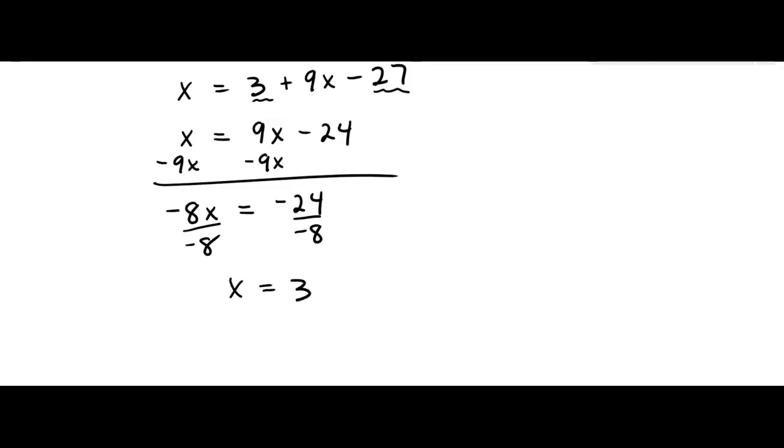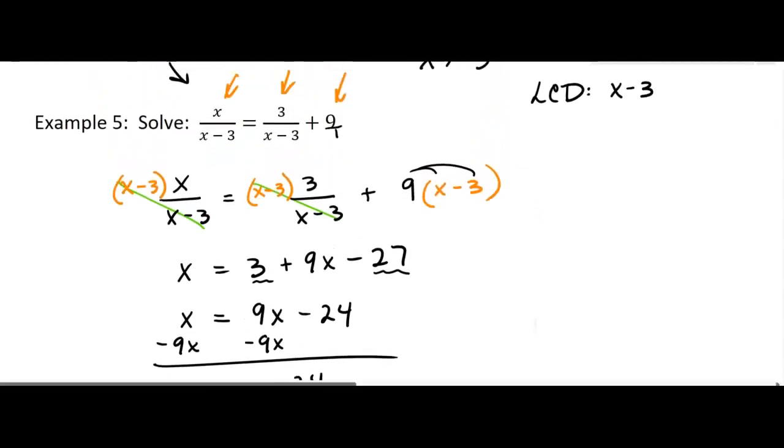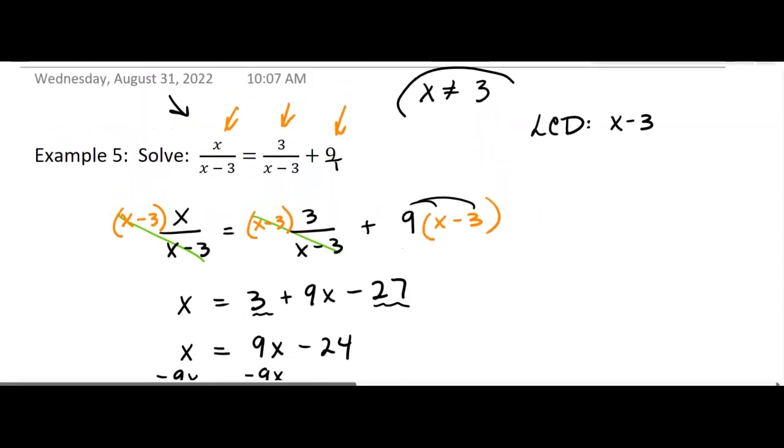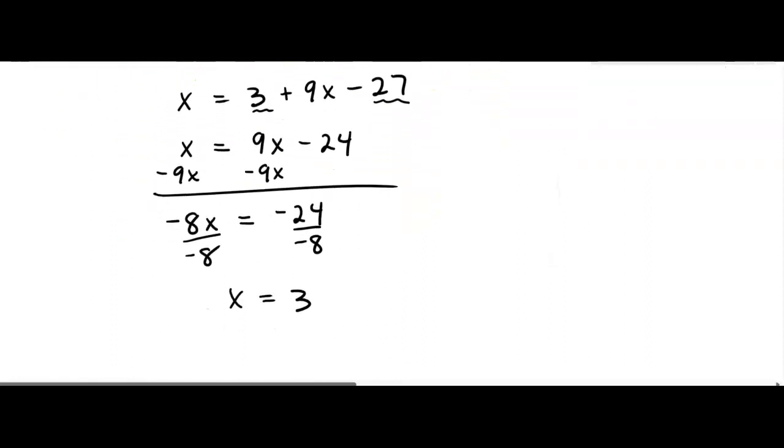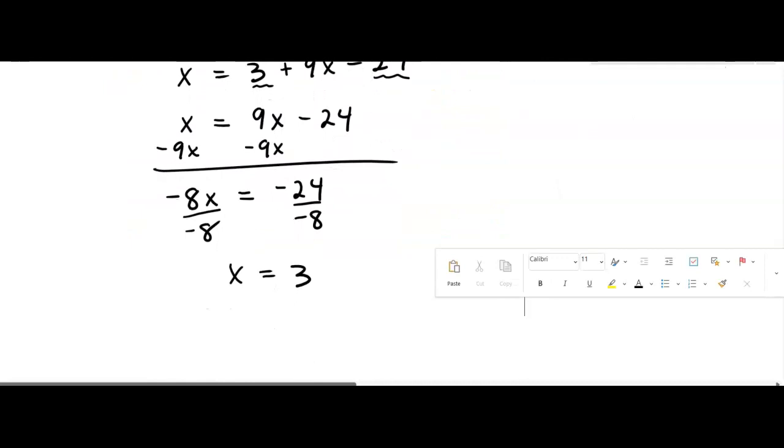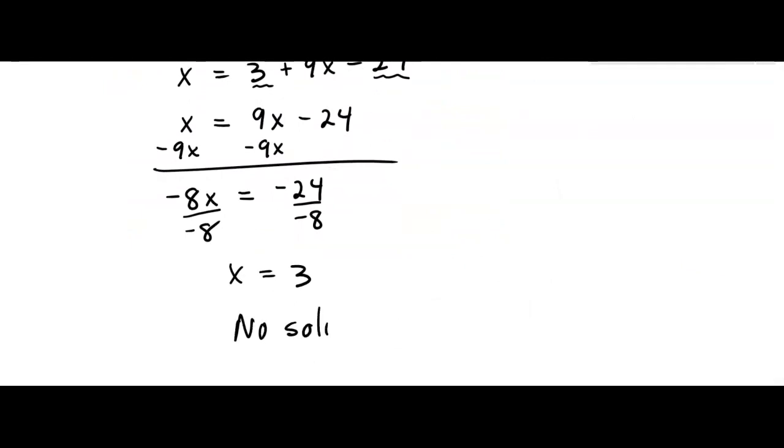And I'm just about to put a box around it when I remember, oh, this is rational expressions. Some things can't be x. Uh-oh. That's the one thing x couldn't be, was 3. And that's what we got for our answer. What does that mean? It means there's no solution. So we got an answer, x equals 3.